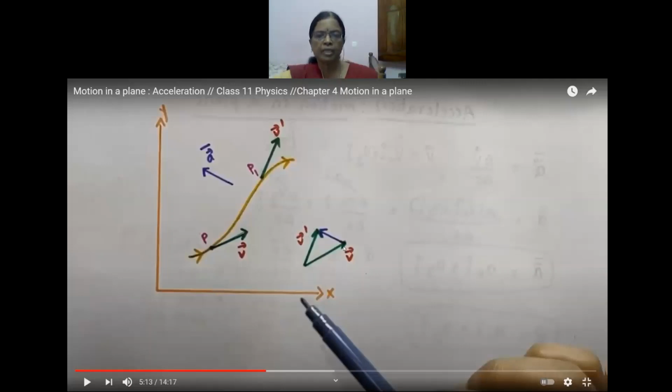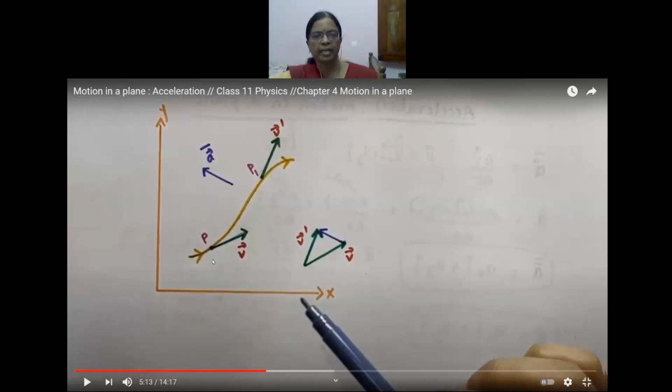So, we have to draw a line joining the tip of vector V to the tip of vector V dash. That will represent the change in velocity. So, the change in velocity's direction is like this. That is the acceleration. Acceleration is acting like this. This gives the direction of change in velocity, and that is the same as the direction of acceleration.